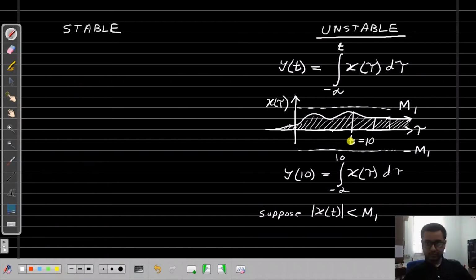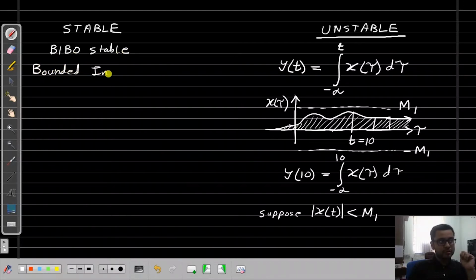Now these stable systems are called BIBO-stable systems. BIBO stands for bounded input, bounded output.